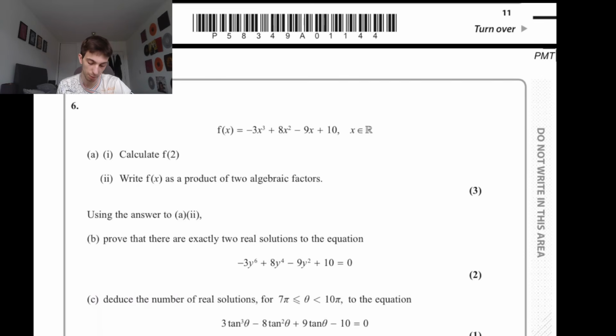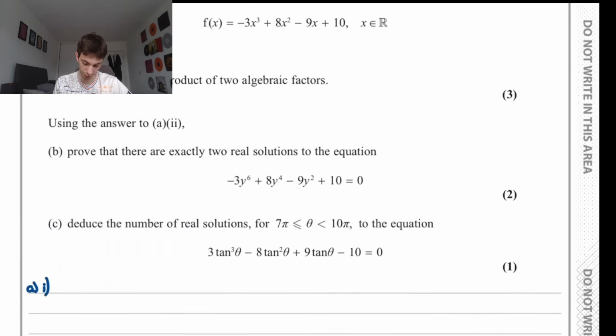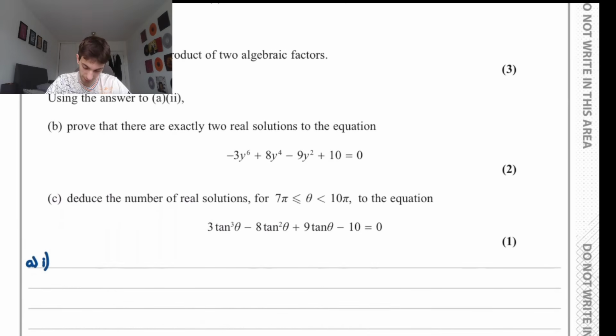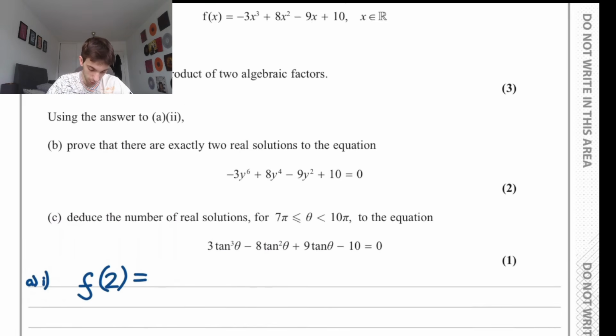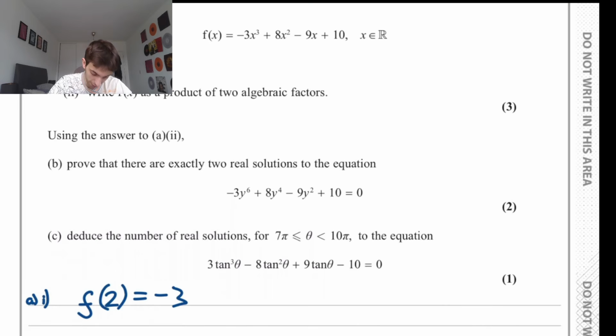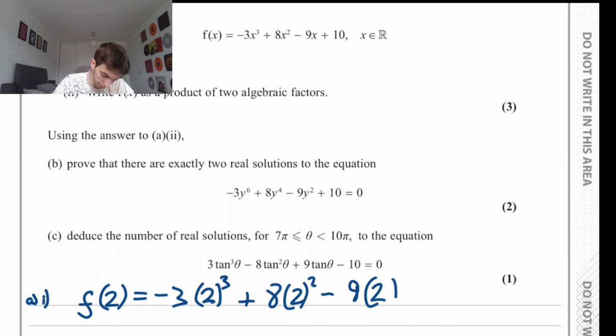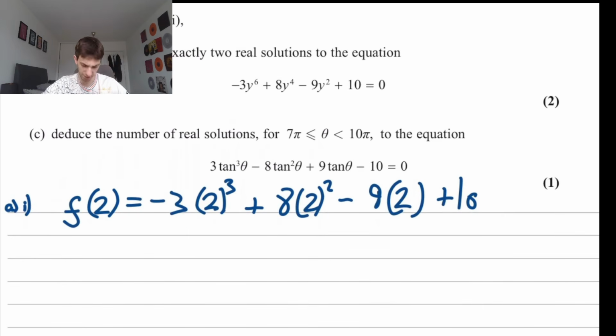We're told that f of x equals minus 3x cubed plus 8x squared minus 9x plus 10. We have to calculate f of 2. So it's quite friendly. All we have to do is plug in 2 into our function. So what do we have? We have minus 3. We're going to write out the working here just to be safe. Minus 3 multiplied by 2 cubed plus 8 times 2 squared, that's going to be minus 9 times 2, that's going to be plus 10. So you could do this in the calculator. I'm doing it in my head here. I think it's not too bad.